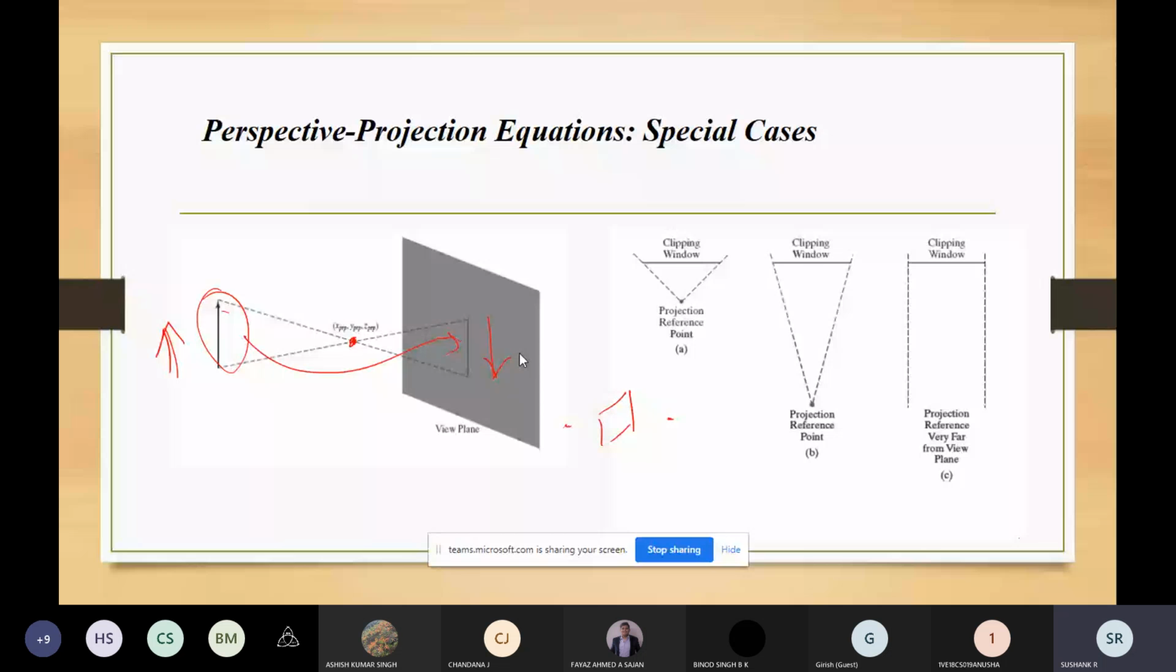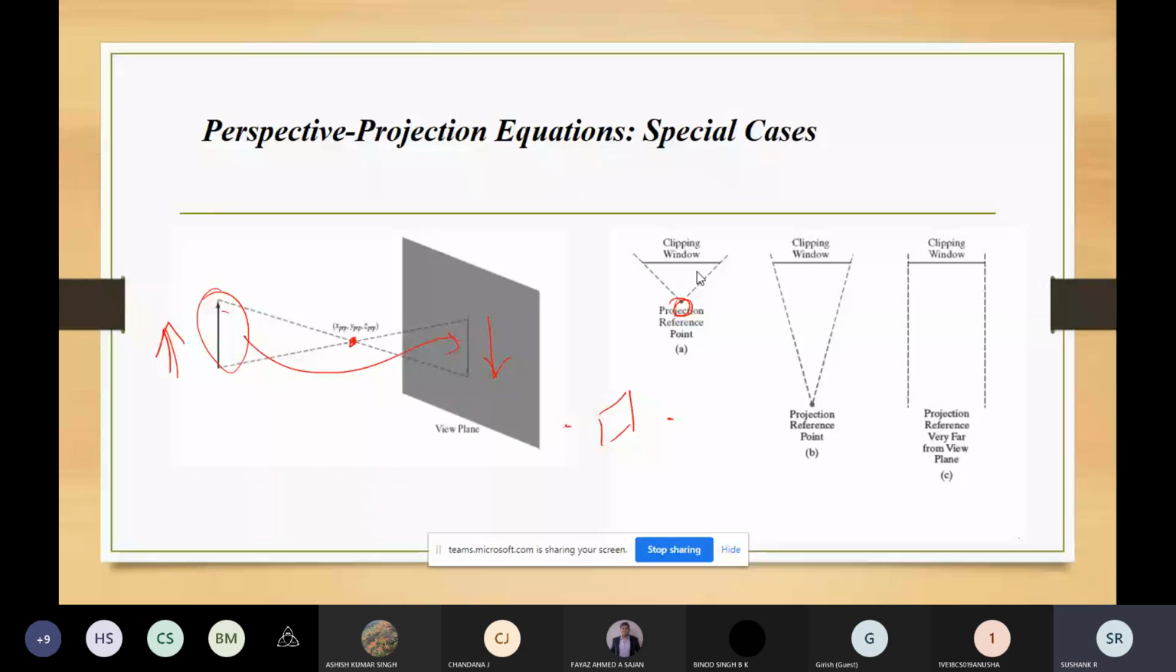See, if the projection reference point is between the view plane and the scene, then the objects will look inverted. So that is the one thing. And the second thing: the image will also depend on the distance between the projection reference point and the view plane.